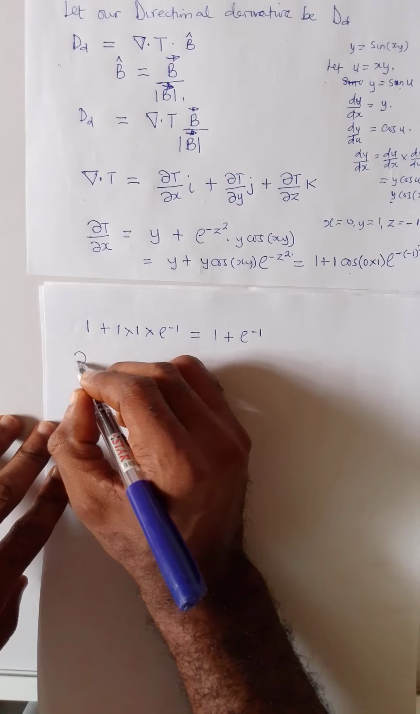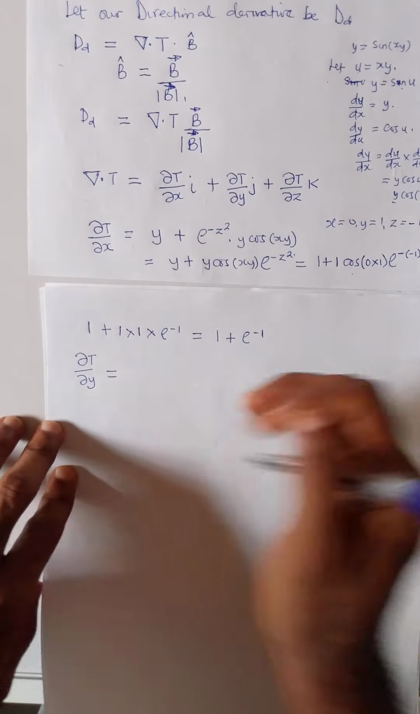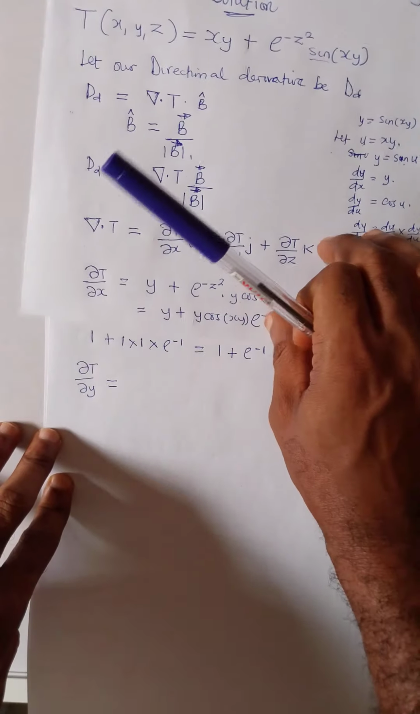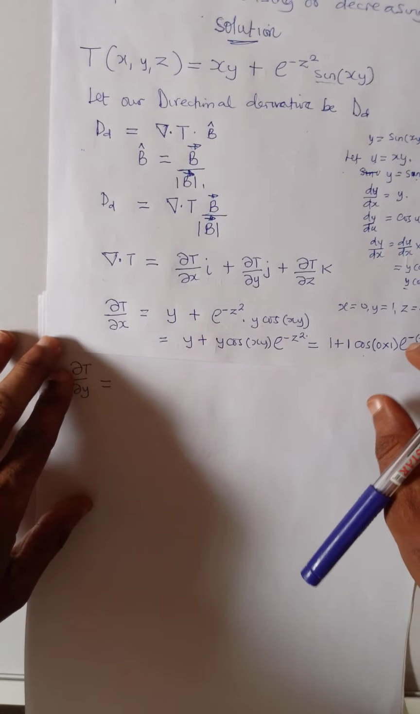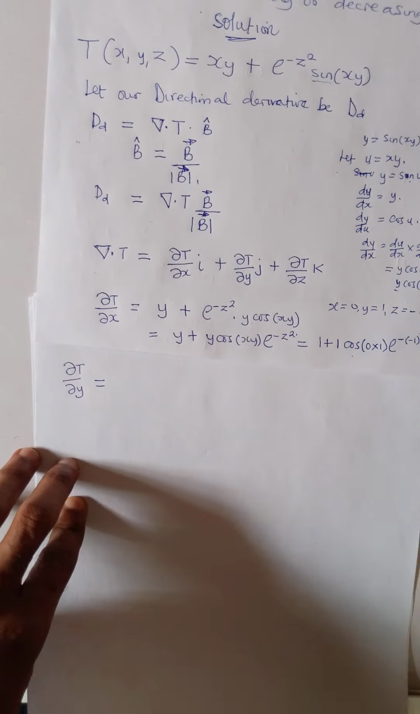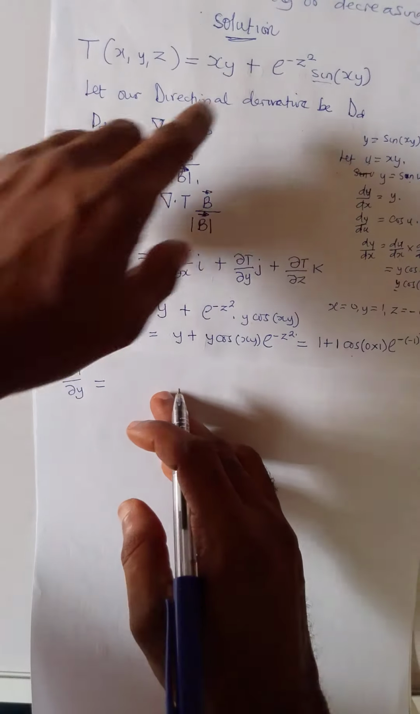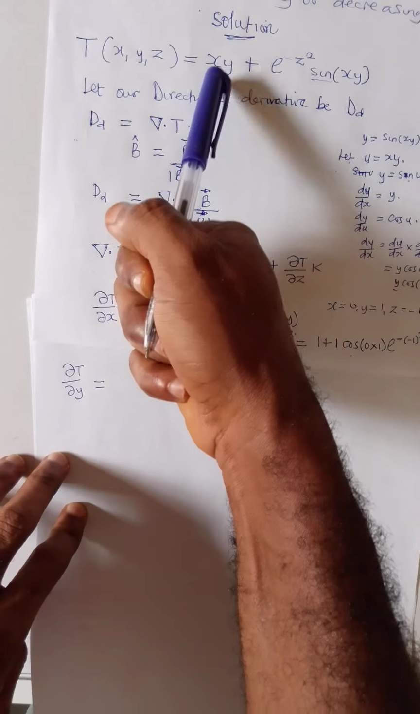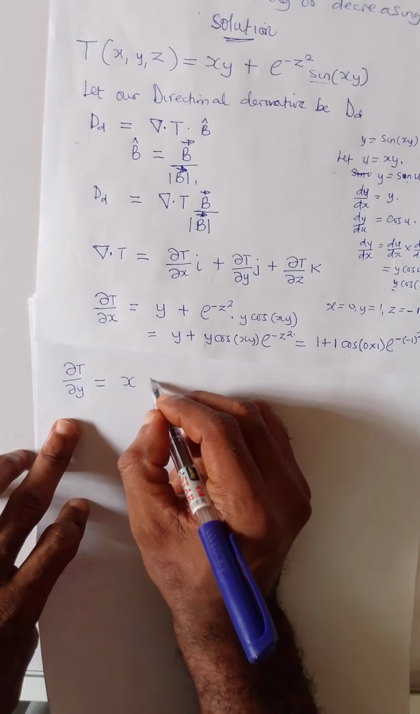So the next one is to differentiate t with respect to y using the same equation. So when we do that, I'm not going to go through the process again. I've shown you how to do it. So when we are differentiating t partially with respect to y using this equation, we have xy here, so differentiating with respect to y, we have x plus.